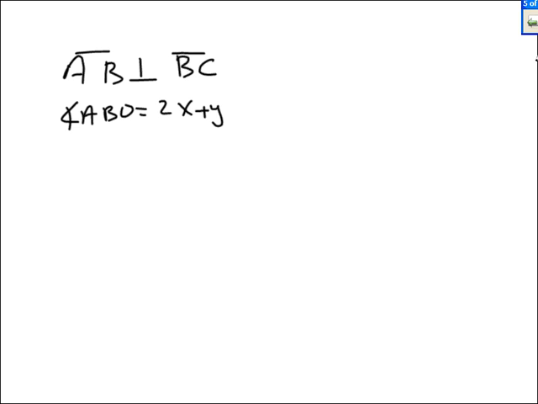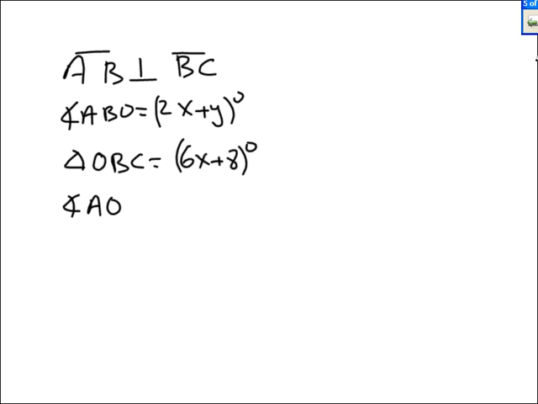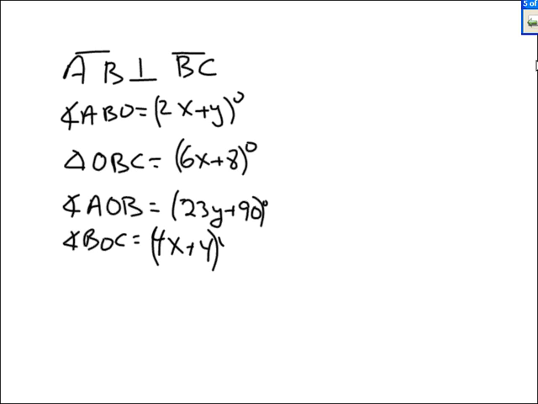Okay, try one more. You're given that AB is perpendicular to BC, line segments, and you're also told that angle ABO is 2x plus y degrees, and angle OBC is equal to 6x plus 8 degrees. And you're also told that angle AOB is 23y plus 90 degrees, and you're told that angle BOC is 4x plus 4 degrees, and you're being asked to find the measure of angle ABO.